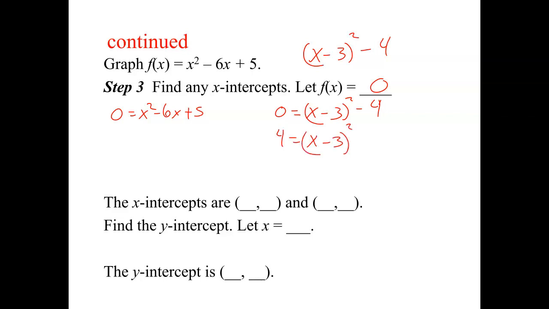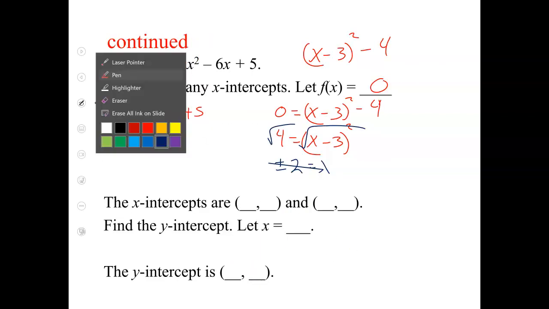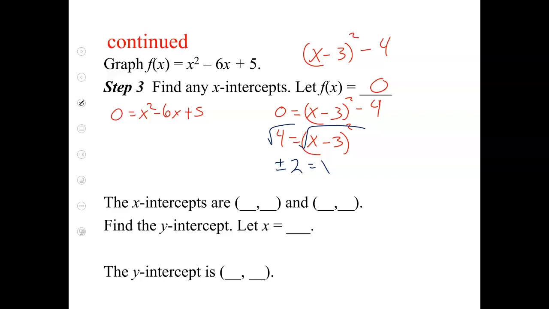And then what? Square root both sides. Plus or minus 2. Why did I add that line in there? x minus 3. Okay, so I have 2 equals x minus 3, and I have negative 2 equals x minus 3. So what are my two values of x?